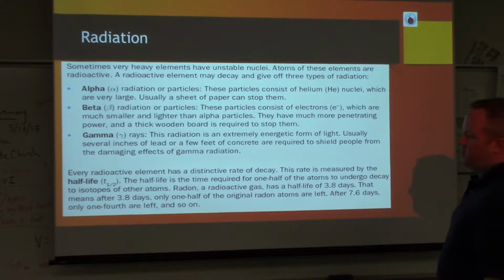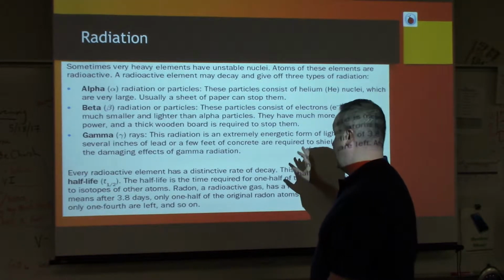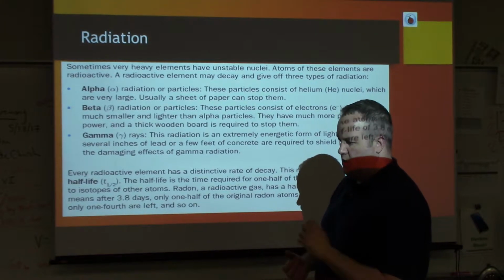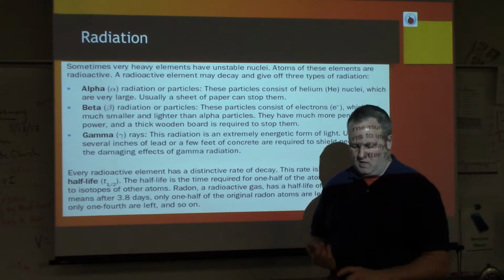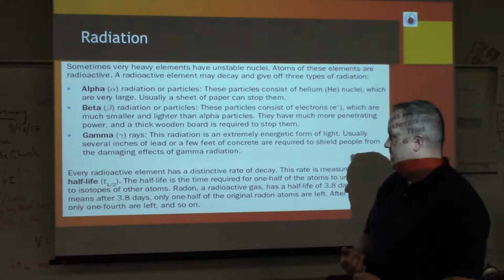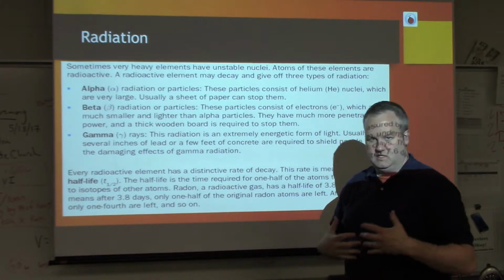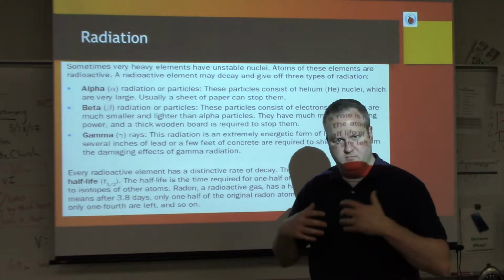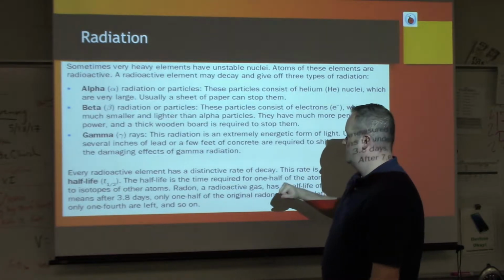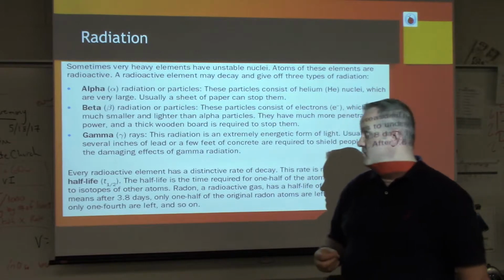Here, this slide talks about radiation. It says we have alpha, beta, and gamma, and it talks about half-lives. Remember that an alpha particle is going to be two protons and two neutrons. It resembles the nucleus of a helium atom, and is the largest of these radioactive particles that are shed when something goes through decay. A beta particle is going to be an electron in most cases, or it could be a positron. It's a very tiny particle.